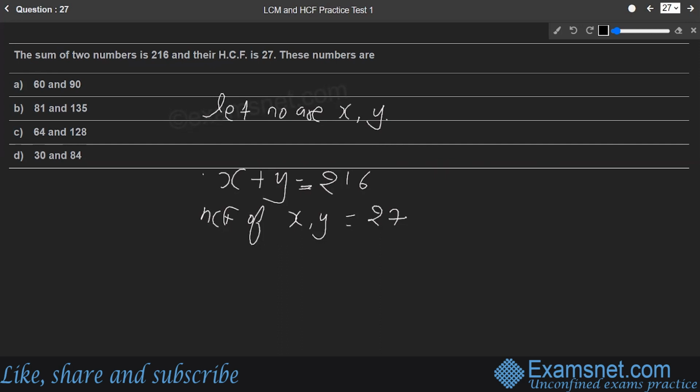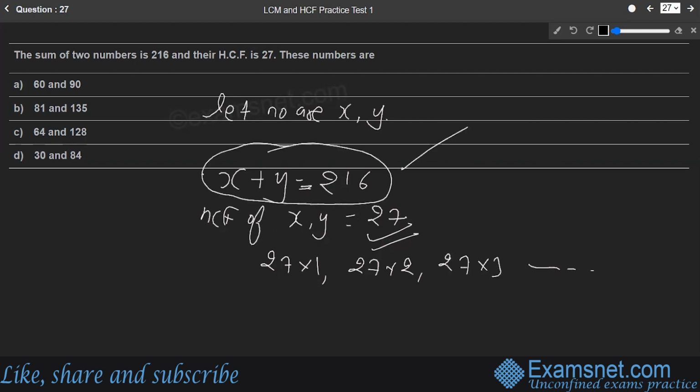HCF is nothing but the highest common factor. So when there is a highest common factor involved, that has to be a factor of both numbers. So we can clearly say that both the numbers are multiples of 27 only. We can have 27 into 1, 27 into 2, 27 into 3, and like that. What we have to do is find those two numbers whose sum is 216, and they should be multiples of 27 as well.